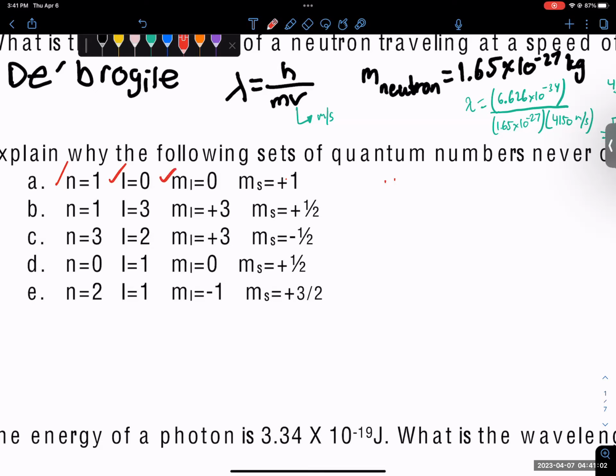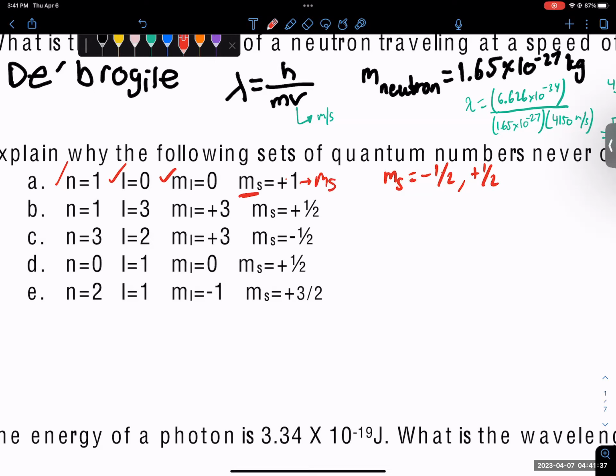What about m sub s equals +1? Can that happen? Why not? What are the only two values m sub s can be? +1/2, and what else? -1/2. So since m sub s is +1, the thing that's wrong with this one is m sub s.